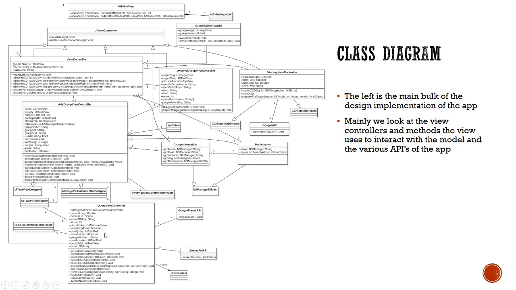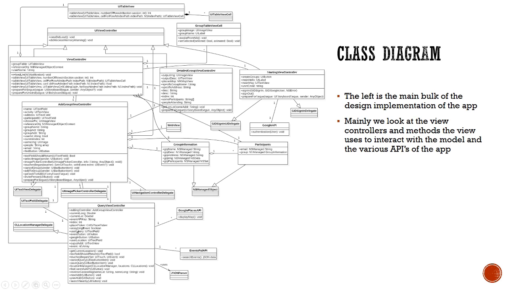Once that information is retrieved, the user can save or cancel the query. Cancel the query just returns the user back to the add group view controller without doing anything. But if the user wishes to save the query, what the user can do is click the save button, which will take him back to the add group view controller and automatically fill in the address text field with the address that is obtained here. So that's the main goal of the query view controller.